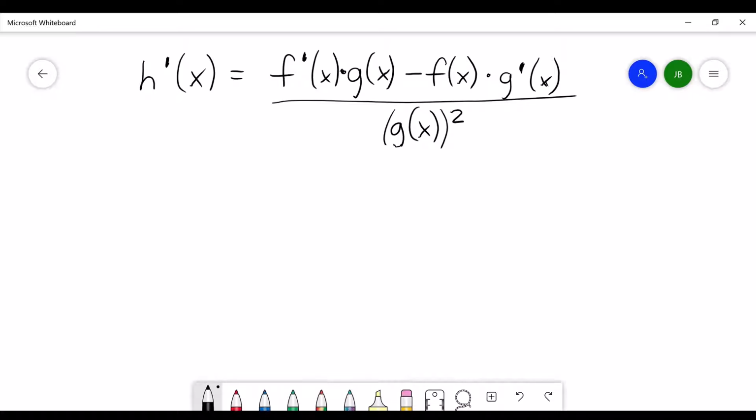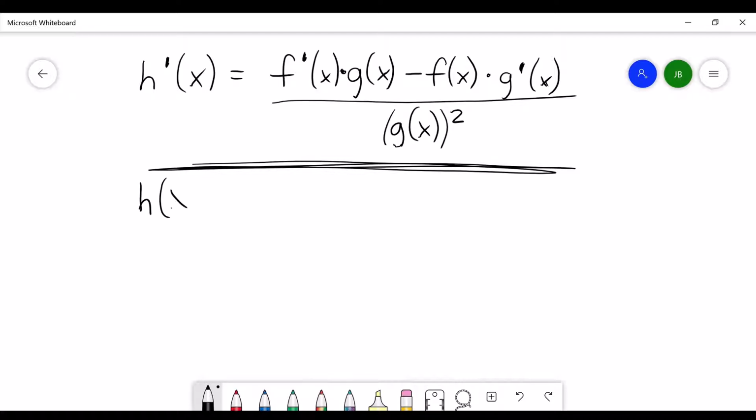Today I will be teaching you the quotient rule for derivatives. So this is our quotient rule equation. It does look pretty complicated, so I like to break it down using an example. Here's my example. h of x equals, we'll do 2x to the third power over the natural log of x.